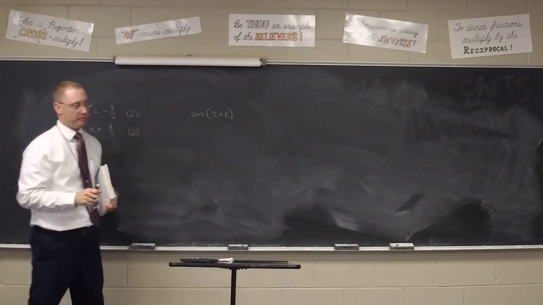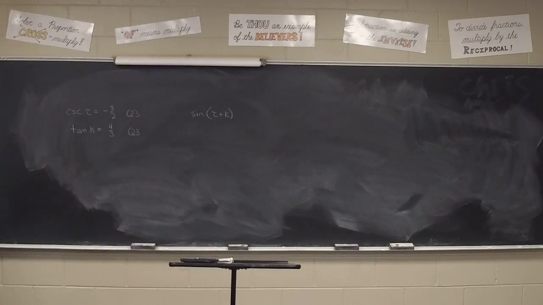Now, if you were to add a quadrant 3 angle, picture one in your mind, plus another quadrant 3 angle, obviously that's going to be bigger than 360, right? What quadrant would it be in?